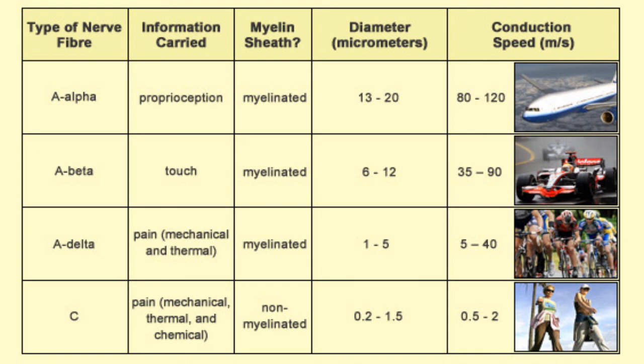The conduction velocity of the A alpha is just like a jet plane, whereas the A beta fibers are like a race car, let's say a Formula 1. The A delta fibers is the speed of cyclists, and the C fibers is like as though one is going for a slow walk. A delta and C, let's concentrate on these two. Both of them carry pain.